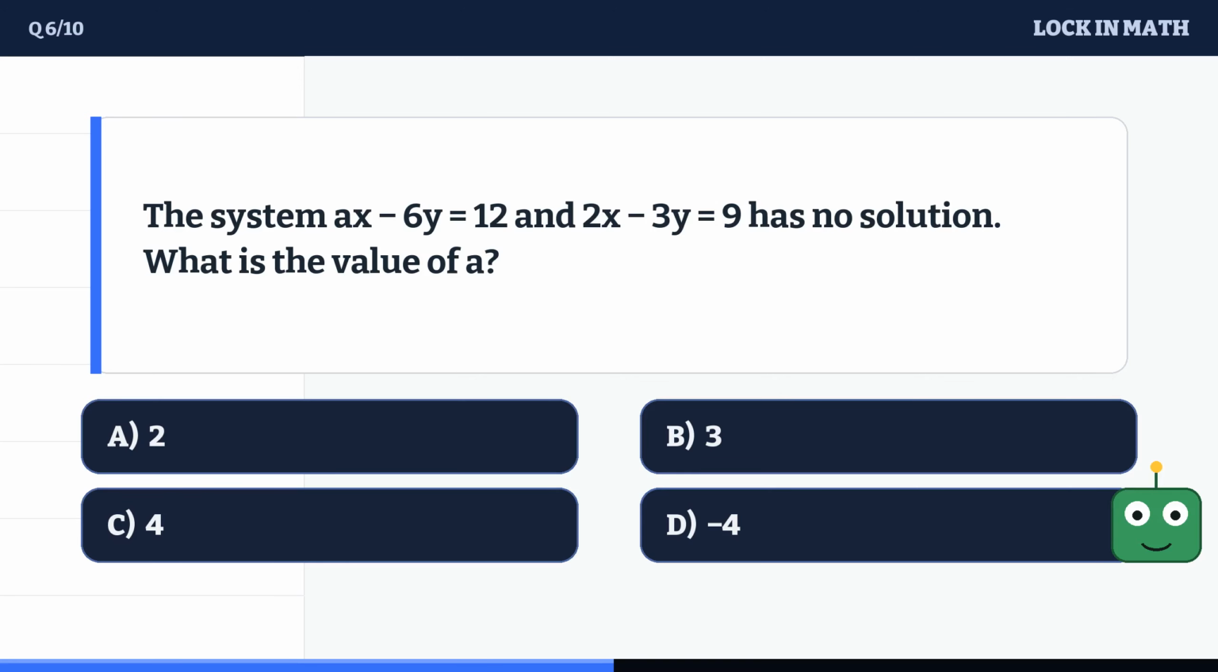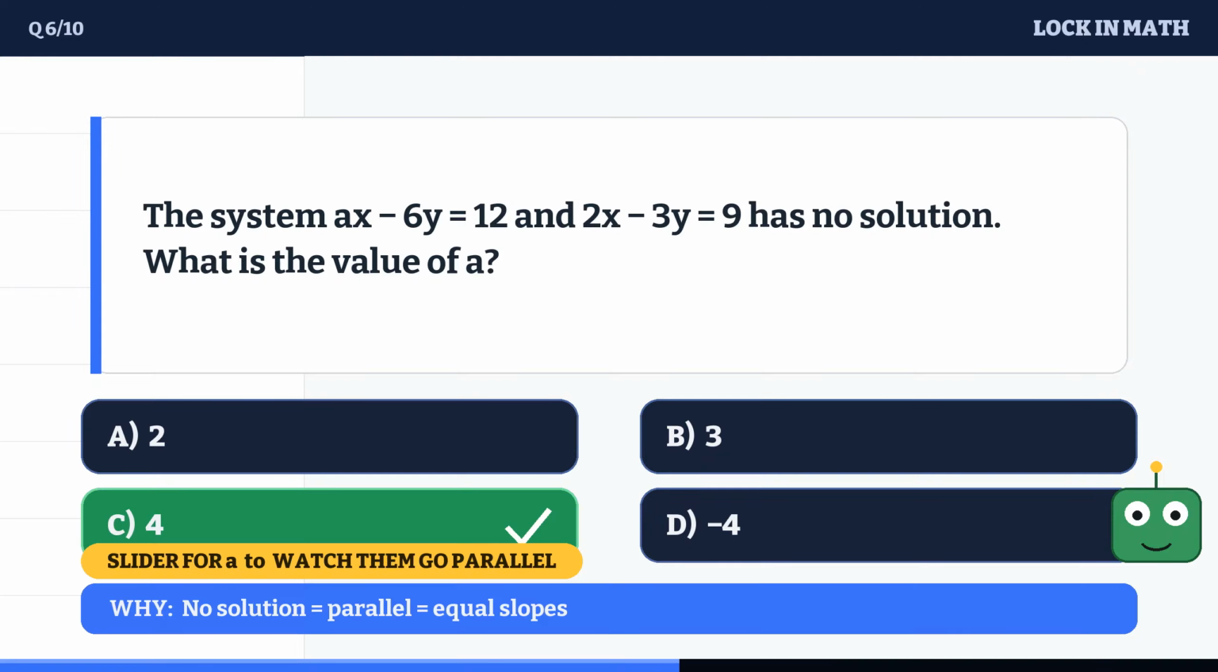The system ax minus 6y equals 12 and 2x minus 3y equals 9 has no solution. Find a. a is 4. No solution means parallel lines, same slope, different intercepts. Match the ratios. a over 2 equals 6 over 3, so a equals 4. Desmos hack. Graph both with a slider for a, and watch the lines go parallel.